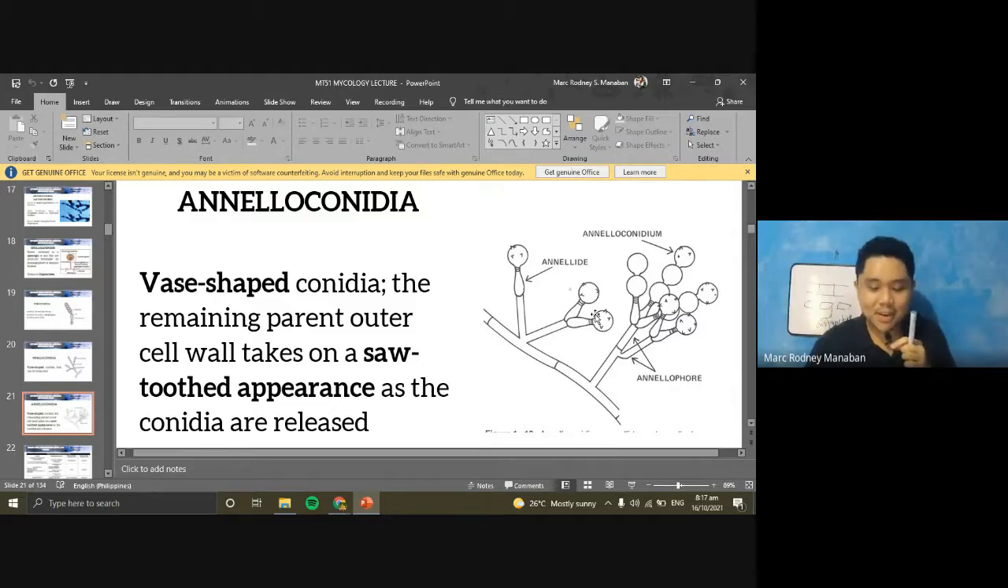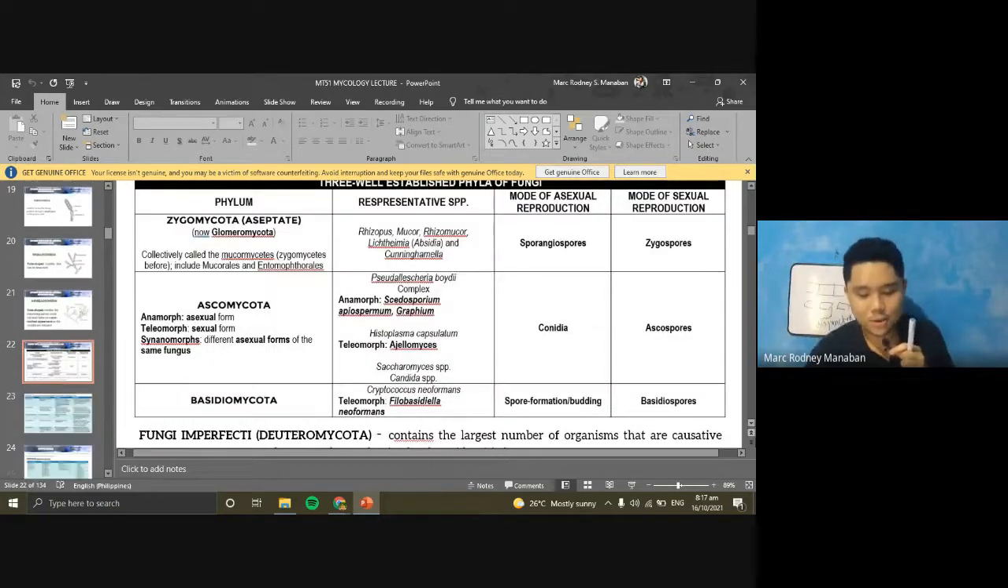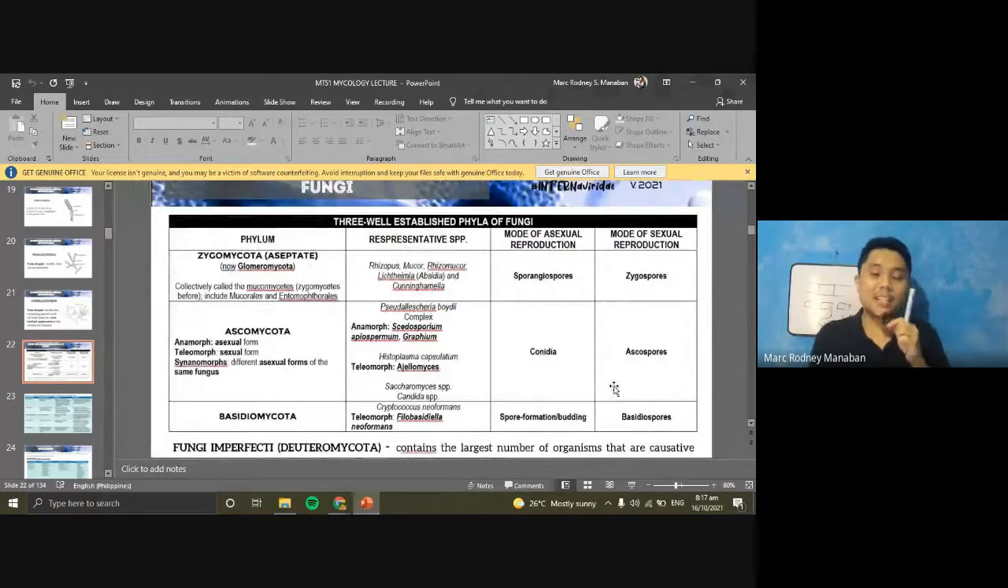Now we go to the phylum. As mentioned, our taxonomy is somewhat confusing, but there are three well-established phyla of fungi. This is from Bailey and Scott. Number one is your Zygomycota. As mentioned, it is aseptate, but now it is classified into Glomeromycota.